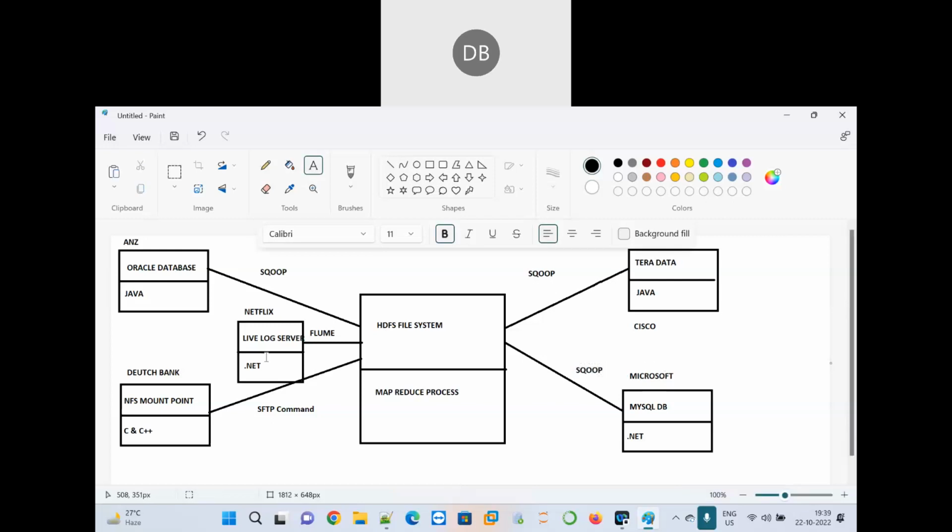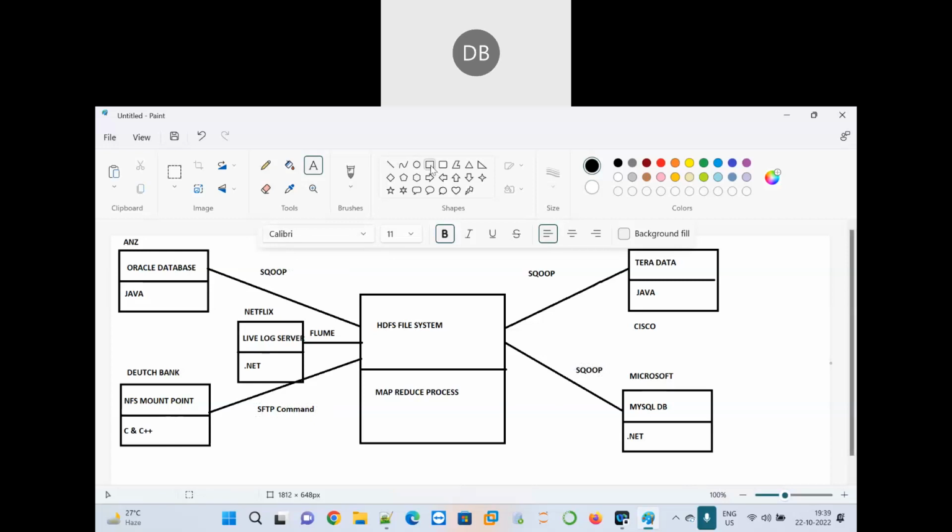Because from any relational database, if you are going to get the data into our HDFS file system, then definitely we can use Sqoop. Sometimes we are using the NFS mount and then using the SFTP command or any kind of job. We can use some alternate job.